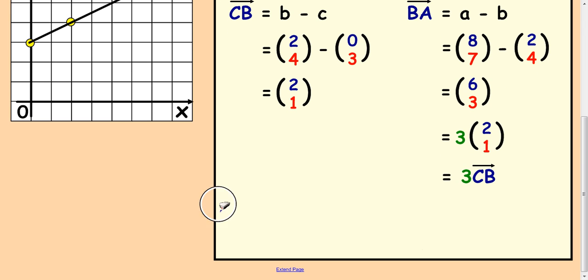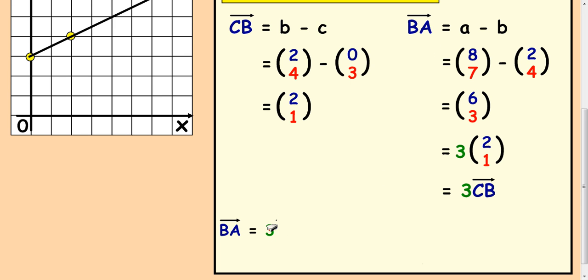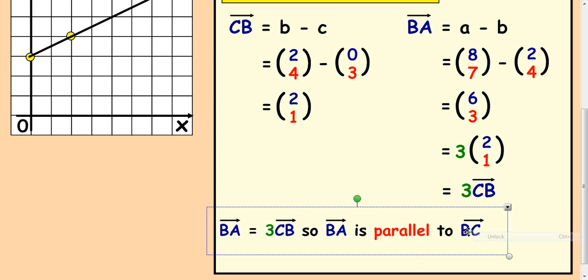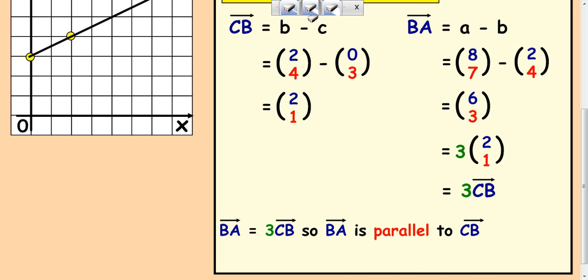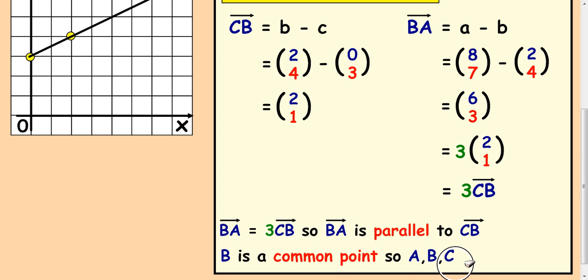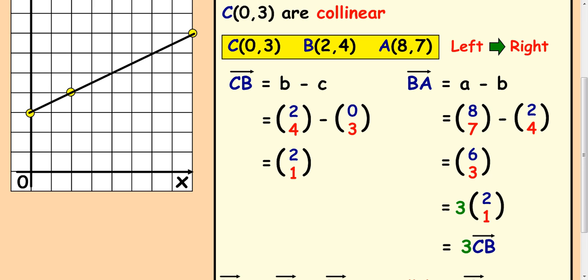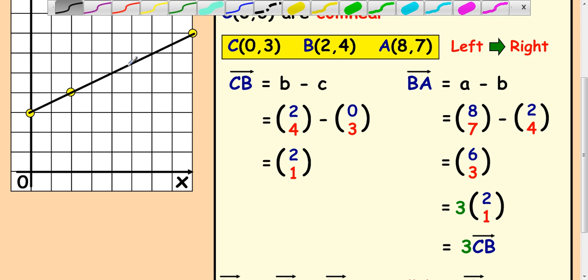So a restatement to finish this off: since BA is equal to 3 lots of CB, which we just proved there, then those two are parallel. And also B is a common point, so A, B and C are collinear, or C, B and A, whichever way you want to look at it.